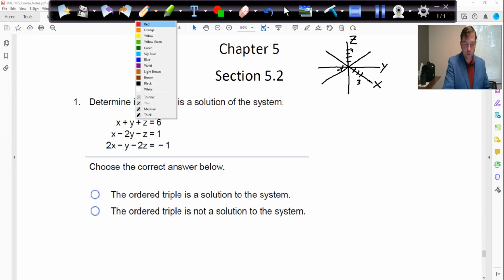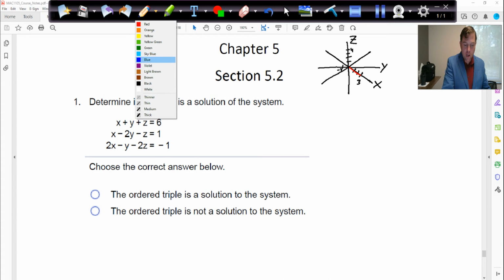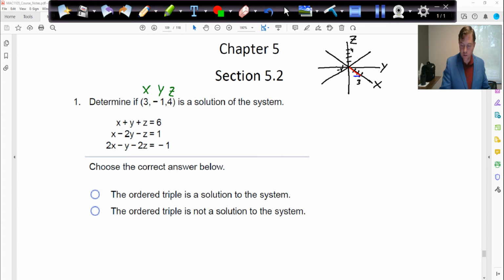And so you have to basically go 3 out in the x, but then you have to go along the y-axis, so minus 1, and then you have to go up the z-axis until you get to 4, where that would be lined up. So it's somewhere in three-dimensional space, say maybe right there. But again, it's really hard to represent a three-dimensional point in a two-dimensional piece of paper or screen. Okay, so we have to think in 3 dimensions here.